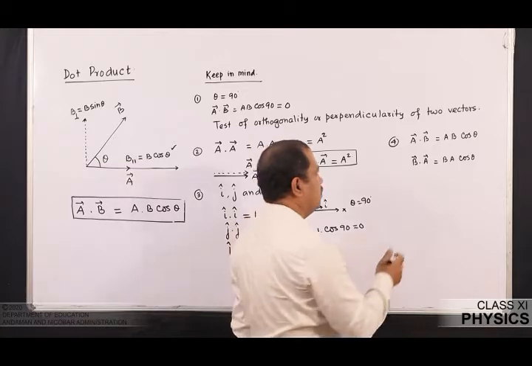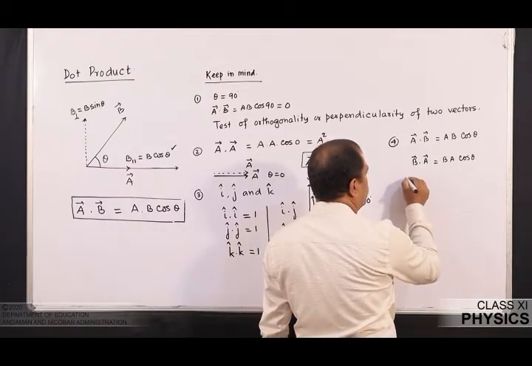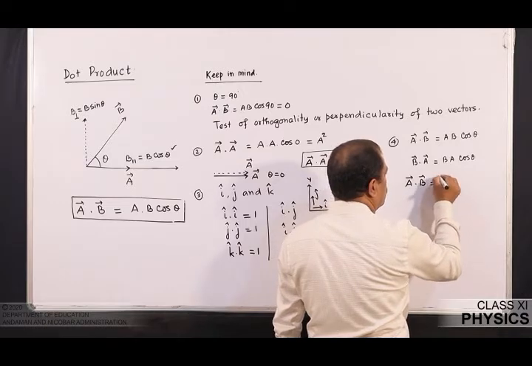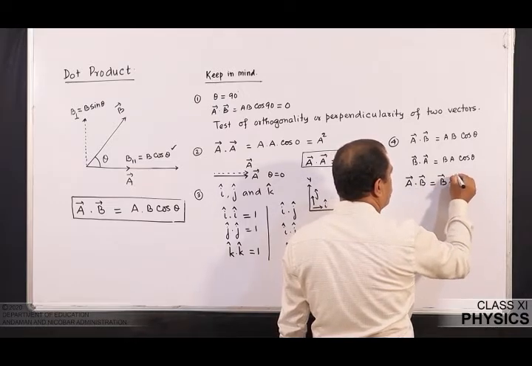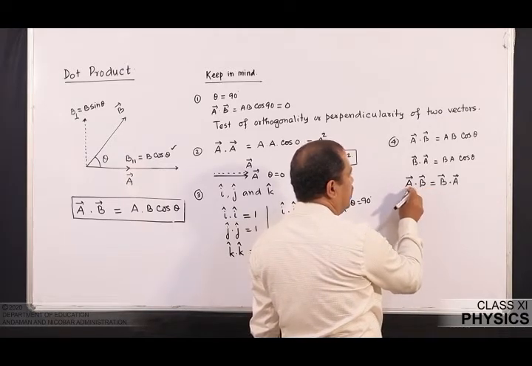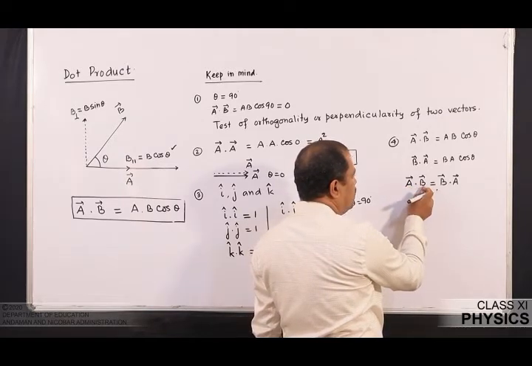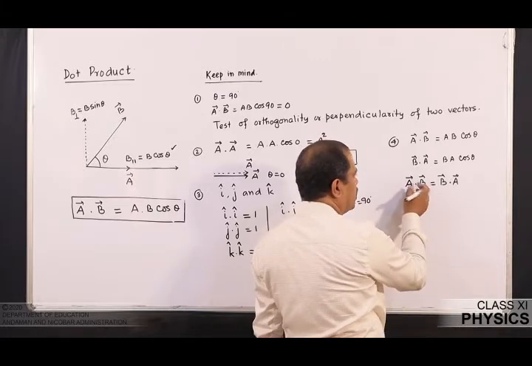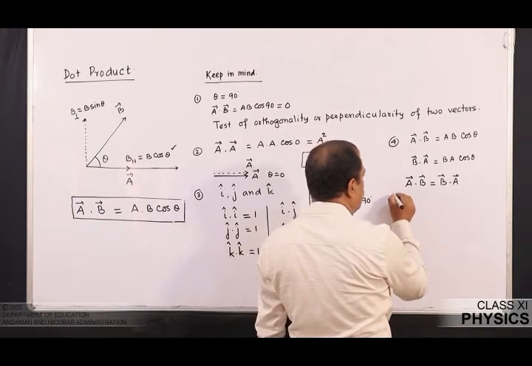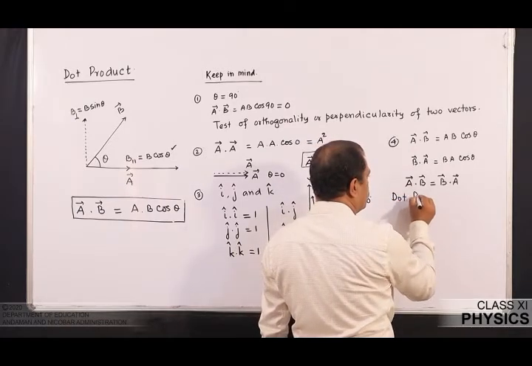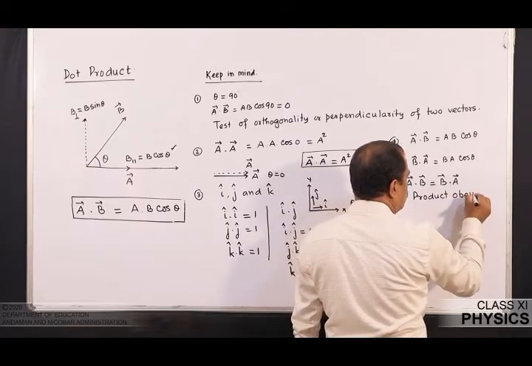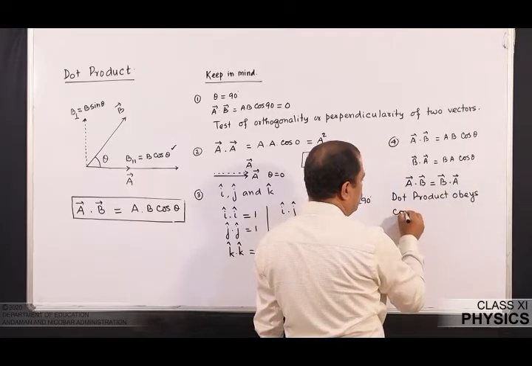That means that when you find the dot product, A dot B is going to be equal to B dot A. If this is the case, then in mathematics we say that A takes the position of B and B takes the position of A. So, they commute their positions. When they commute, we say that the dot product obeys the commutative law.